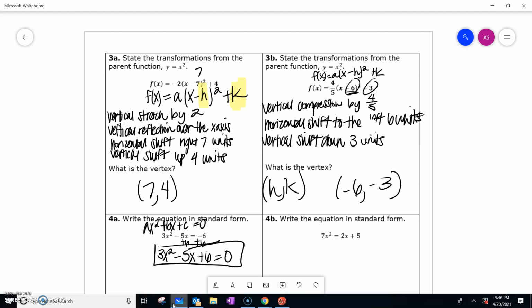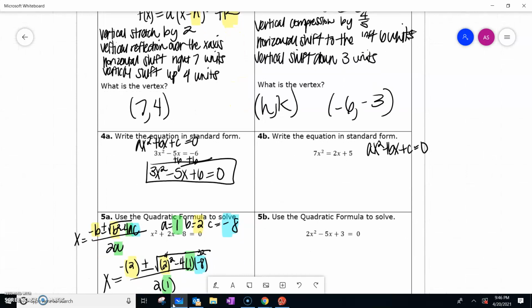All right, so standard form, again, we have ax squared plus bx plus c equals 0. So we have 7x squared equals 2x plus 5, and we want to get that to be in standard form. So we're really going to just move both of these terms over to the left side. So I'm going to start by subtracting 2x. And some of you might can just do it in your head and move it over.